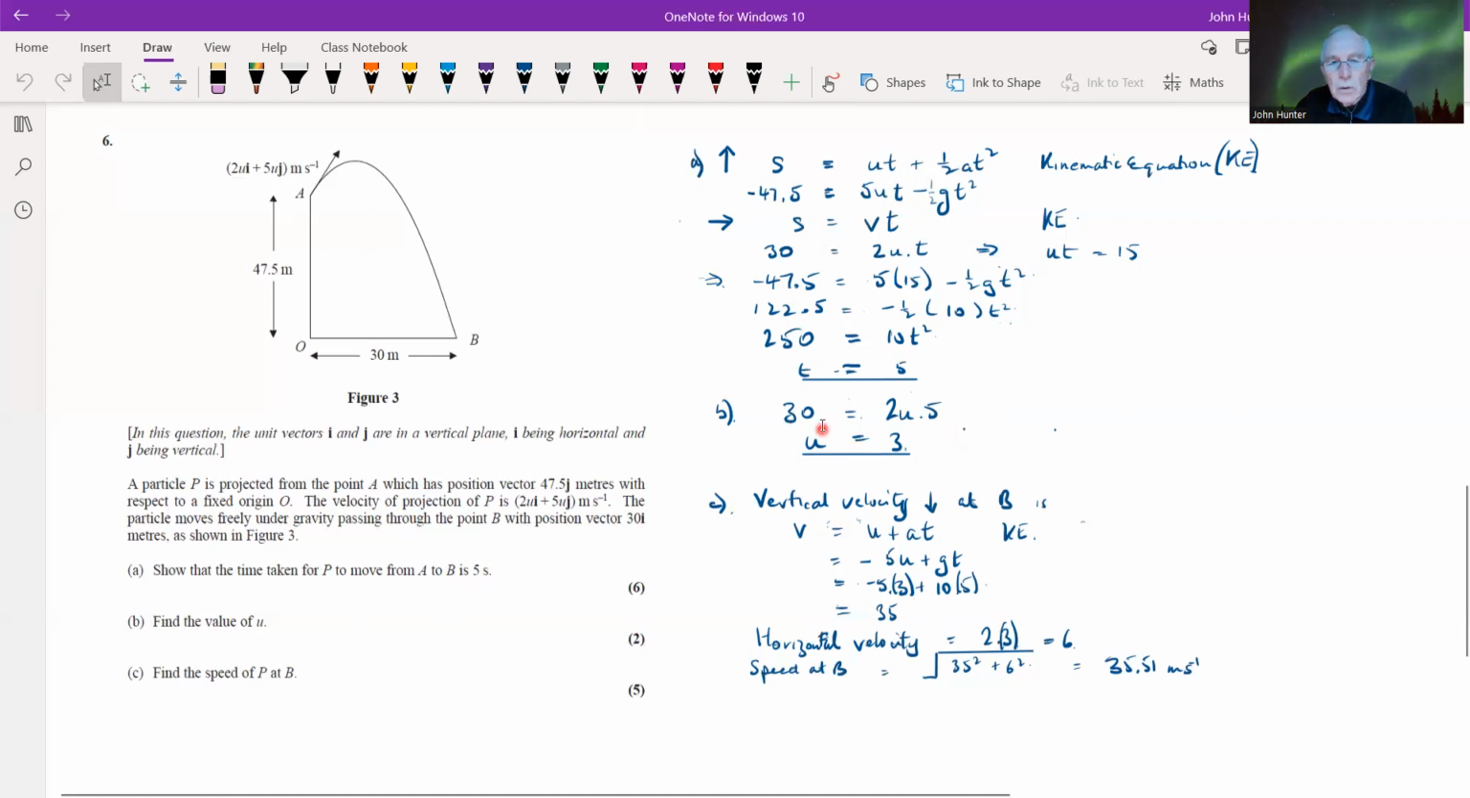The value of u, well, now we know we can go back to this equation. 30 equals 2u times time, which is 5. That's just an equation in u, so that gives us u equals 3. That's straightforward, I think. And then find the speed of P at B. Again, this is a similar one. We're actually looking at the actual speed along this direction, to the tangent, because there's a curve.